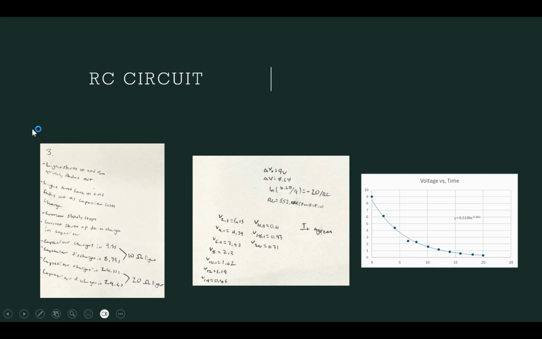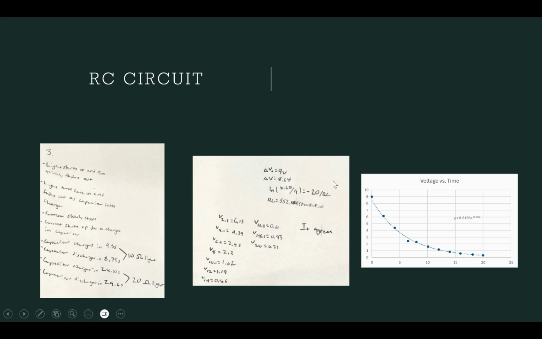For the RC circuit, the light's behavior is that it'll start up and fade out as the capacitor charges. Once it's fully charged, it blocks the current. And once we hook the capacitor up to the light, it will turn back on and fade out as the capacitor loses charge. And over here we can see the time it takes for the capacitor to charge and discharge with a 10 ohm light and a 20 ohm light.